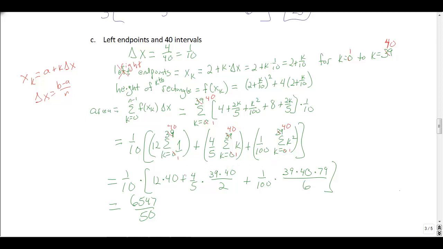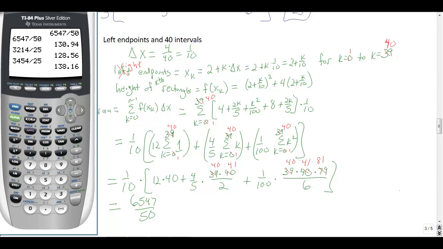Now, this first one, 12 times 40, doesn't matter. But here, that 39 becomes 40. 40 becomes 41. 39 is 40. N plus 1 is 41. 2n plus 1. 2n is 80 plus 1. That's 81. So we had a slightly different formula here.